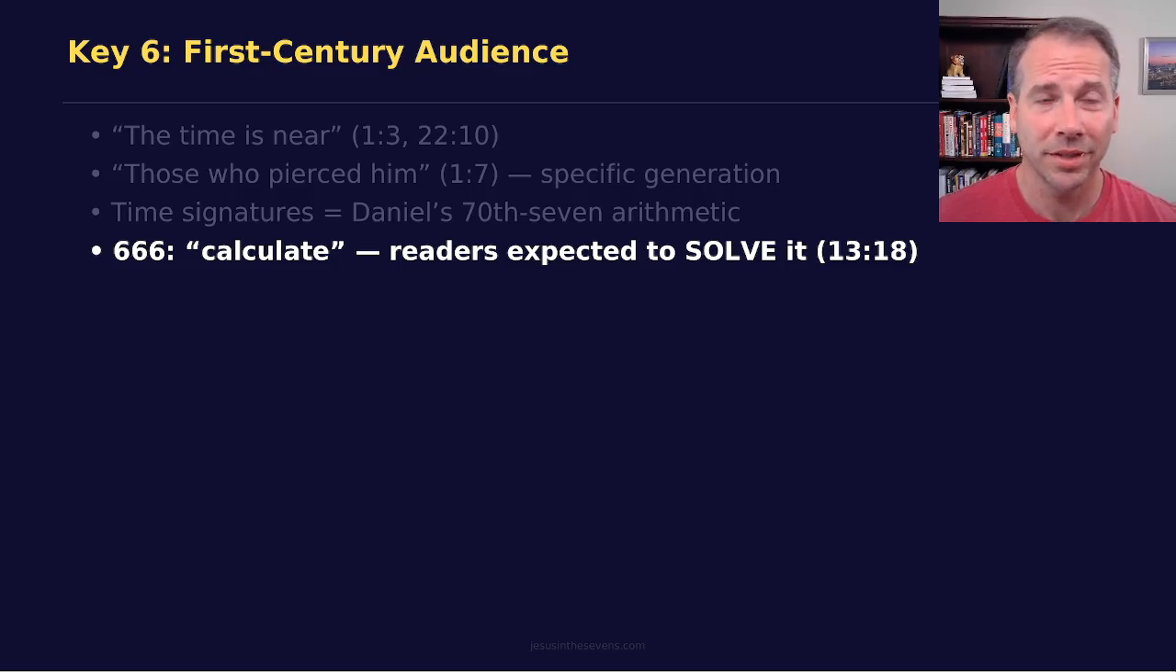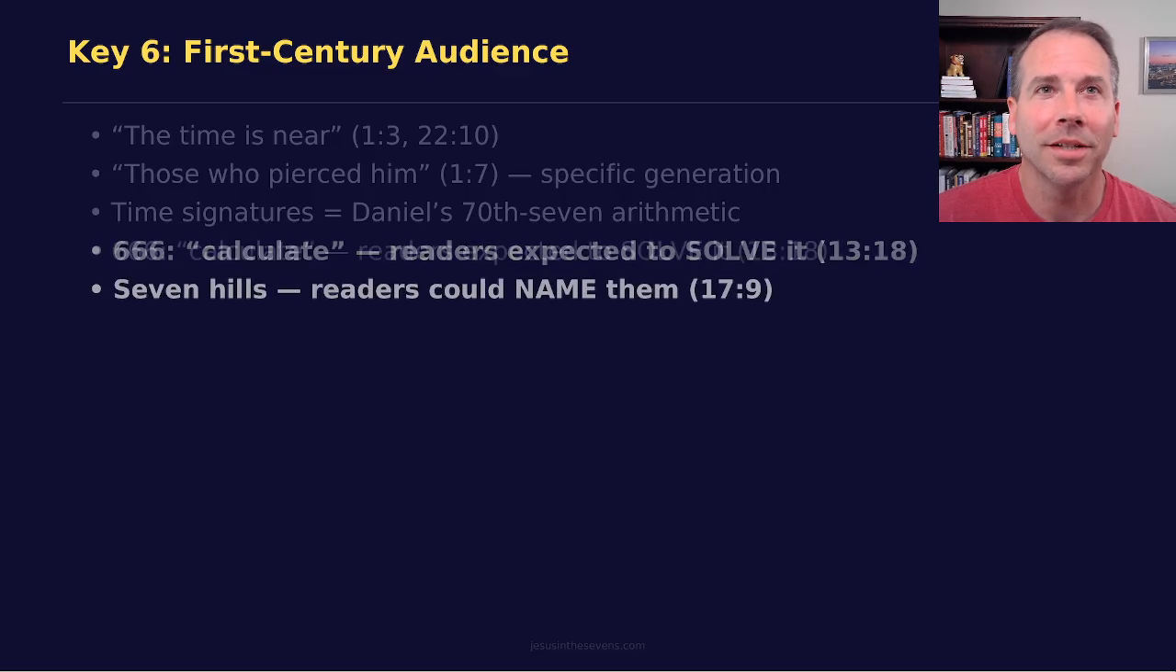The number 666 is a number that they're told to calculate, and it seems implied that they're supposed to solve it. I think it says it takes a mind of wisdom, but let him who has wisdom calculate it. So it's not presented as a mystery that can never be solved or will be solved in the distant future. It seems to imply that the readers or the original audience would be able to solve it. So knowing who that audience is is relevant in us being able to solve it and understand it.